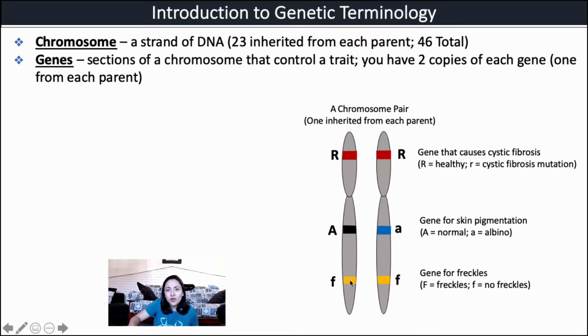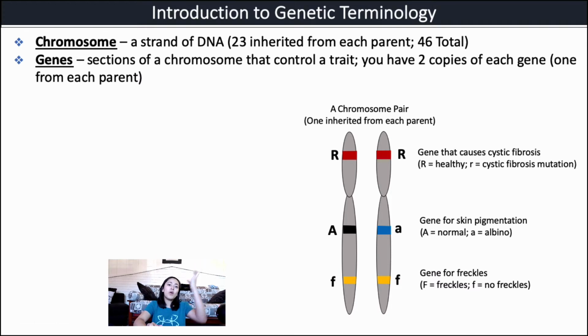On these chromosomes, you have sections of DNA that we call genes, and each gene or section of DNA controls a specific trait within your body. An important thing to remember is that you have 2 copies of each gene, and that's because you got 1 copy from one parent and 1 copy of that gene from the other parent.